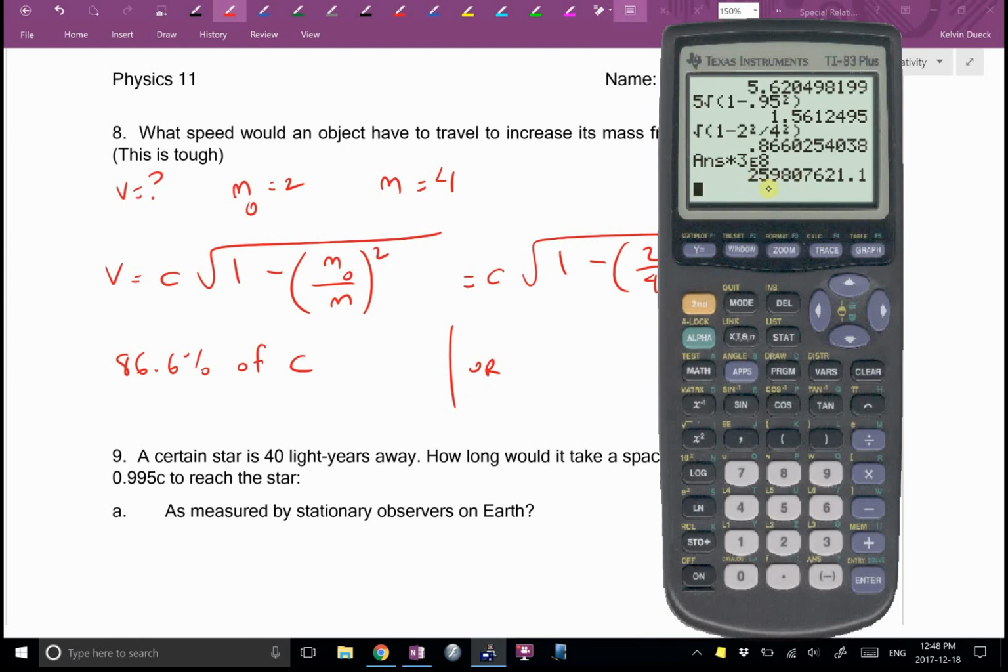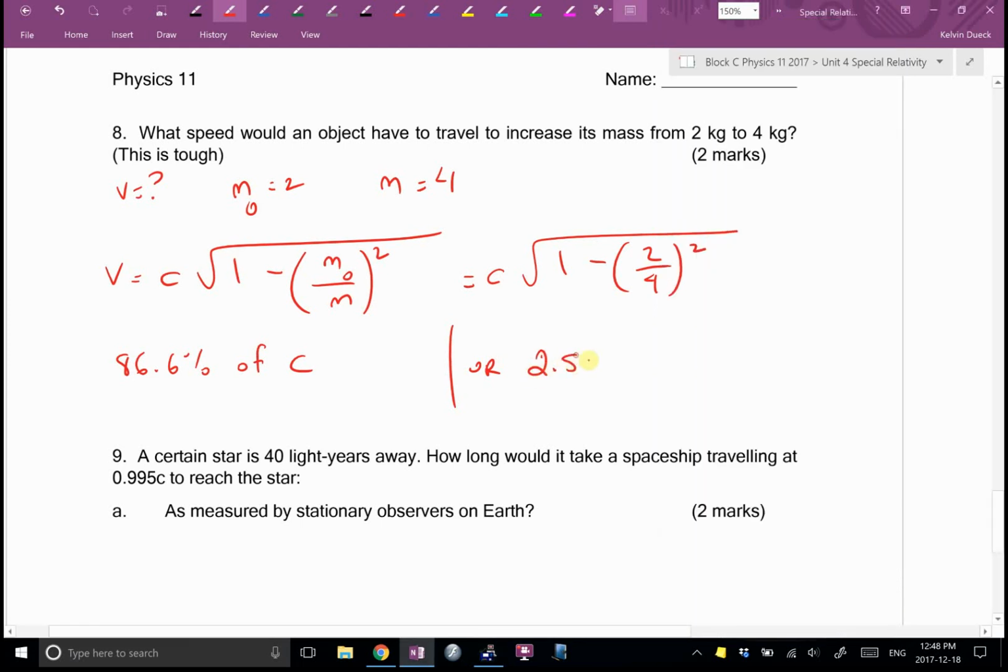I tend to go to 4 sig figs because all these are so close to the speed of light. Every decimal does matter. So 2.598 times 10 to the 8th meters per second. I'll take either one of those, or both. Okay. So basically, if you want to age half as fast as someone else, 86.6% of the speed of light is the doubling factor. That's the magic number.